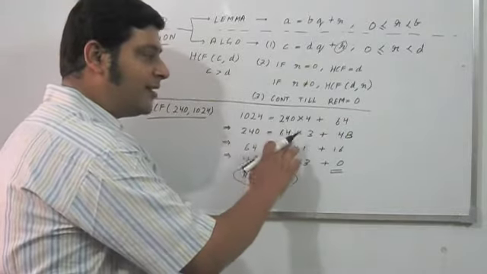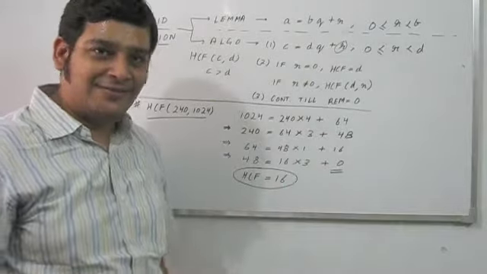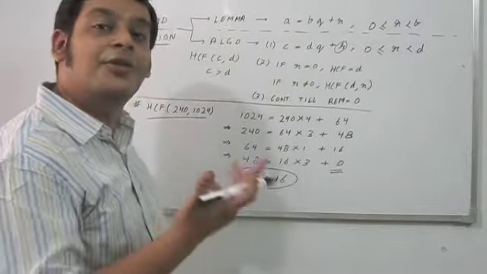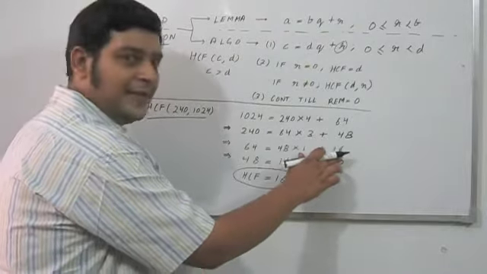Now 240 can be written as 64 into 3, 192 plus 48. Again, a non-zero remainder. So continue. 64 is 48 into 1 plus 16.